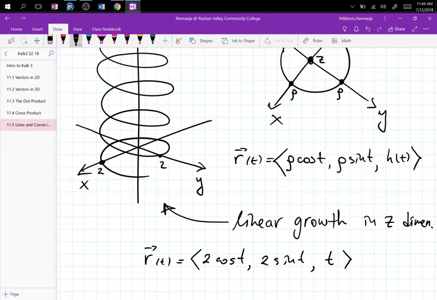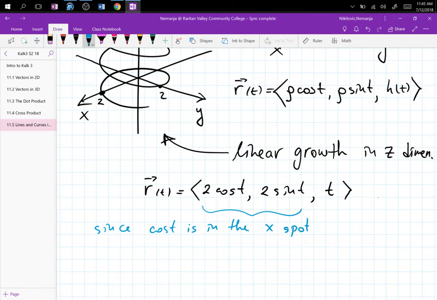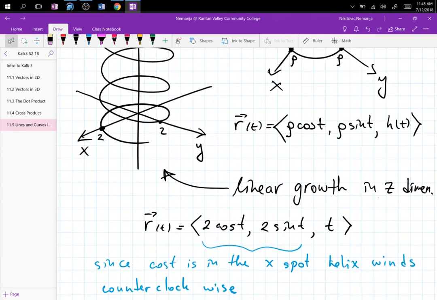Now, cosine is in the x location and sine is in the y. This means it winds counterclockwise. So let me write that over here in blue. Since cosine t is in the x spot, the helix winds counterclockwise. You can make it wind clockwise just by swapping sine and cosine. So orientation is important for later. And then we have the t to linearly grow.